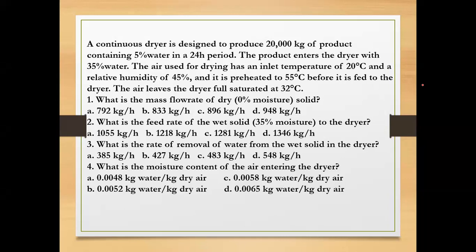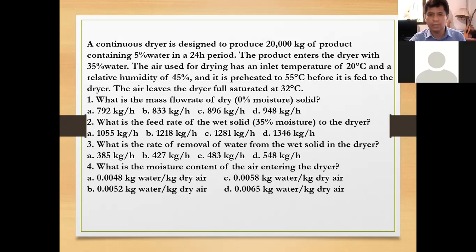Look at the choices. All of them are in kilogram per hour. So actually, you can easily solve the number one question just using your common sense. Common sense lang yan, di ba? Kasi basically for number one, ito yung product nyo. Tapos tinatanong lamang yung amount ng bone dry dito. Basically makikita nyo sa given, you have 20,000 kilogram of product for every 24 hours. Pero ang tinatanong nila yung bone dry solid.